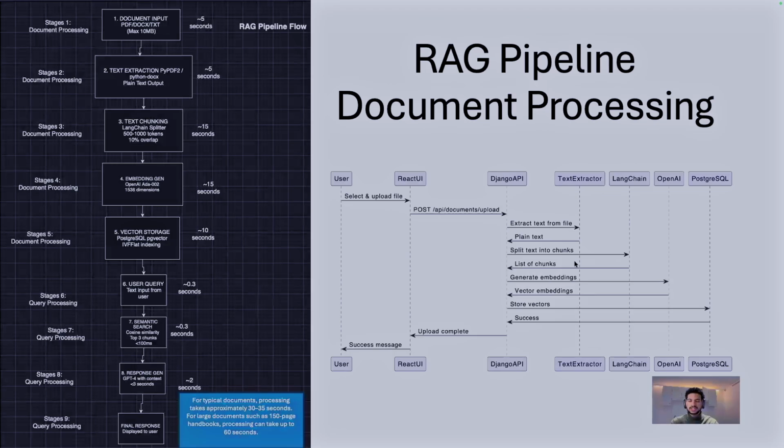And here we can see the RAG pipeline flow. It has 9 stages, which are divided into 2 processes. First is document processing, then query processing. First, I'm going to explain document processing. The user uploads the document to the front end. The document would be sent to the backend.